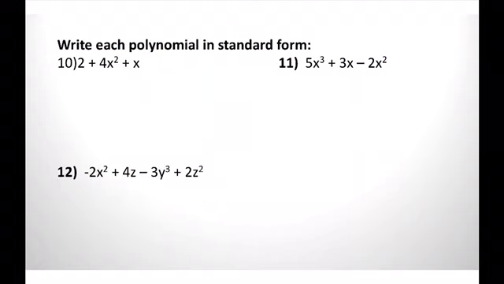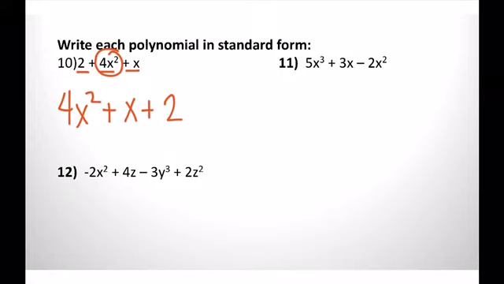Okay, the next one is write each polynomial in standard form. So again, we're just looking to see if there's anything we can combine, we can put together, and then we're going to make sure we've got it in standard form. So I see no like terms here. So I'm going to take the highest degree and I'm going to write that first. And then the next one would be x to the first, and then the next one would be just 2. So pause the video right now, do 11 and 12, and then we'll start again and see if you did it right.